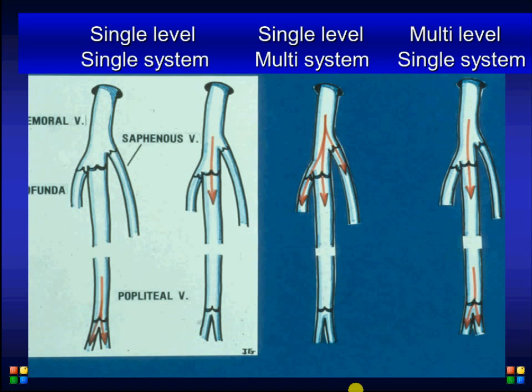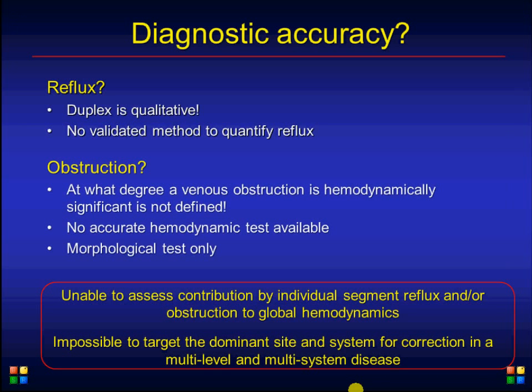And then you have parallel systems that we have discussed before: the axial deep system, the profunda system, and the superficial system, with some interconnections through the perforators. When we describe the disease, we can talk about single level, single system, single level and multiple systems, and then we can have several levels.